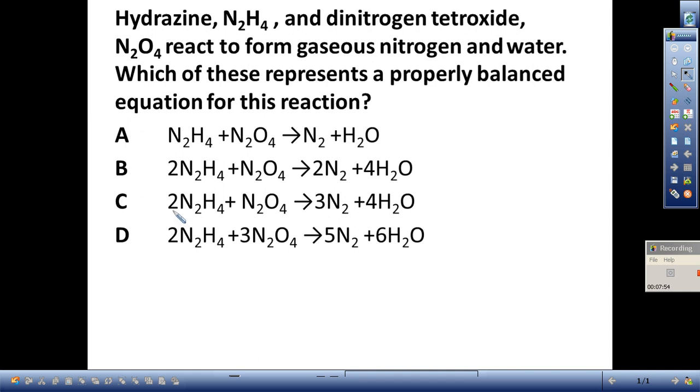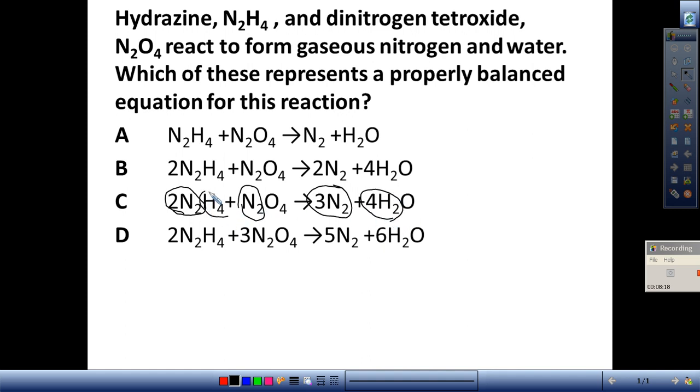Let's see, so right here, I have 4 nitrogens plus 2, that's 6. So I have 6 nitrogens. Over here I have 3 times 2, 6 nitrogens. Over here I have 8 hydrogens. Over here I have 4. So 4 here, 8 here, that's no good.